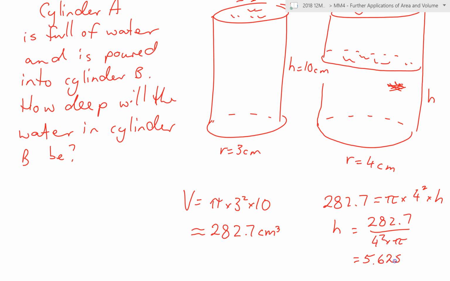Now, interestingly here, even though we're dealing with pi, I get a rational, exact answer, because the pi's cancel each other out. To be a bit more accurate, this is 90 pi divided by 16 pi, the pi's cancel, and I get 90 divided by 16, which is 5.625. 5.625 centimetres deep.